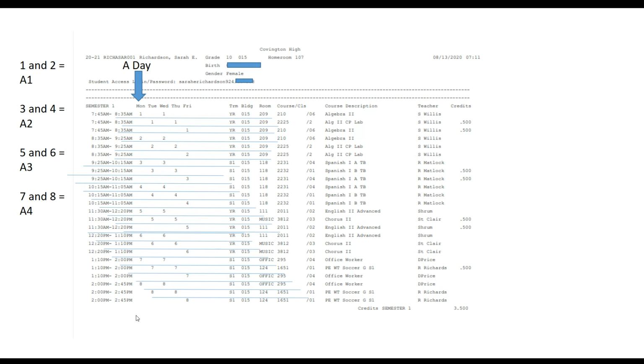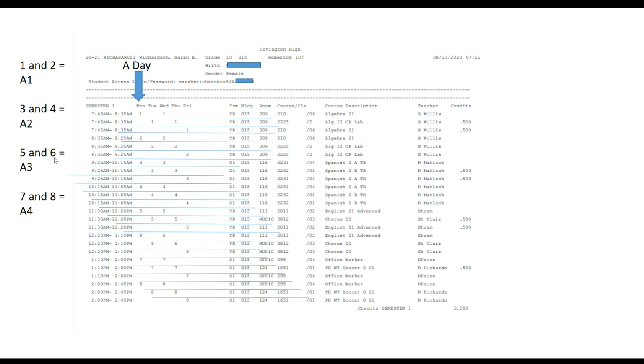This is what we go by as an A day at Covington High School. If it's on a Monday or a Wednesday, we call that an A day. So let's just look at the Monday column. On Monday, your number 1 and your number 2, if you'll notice, they are the same. So 1 and 2, this student here has Algebra 2 with Ms. Willis, both as the 1 and 2. So the 1 and the 2 are considered your A1. The 3 and the 4 are considered your A2. And see, she has the same person. She has Miss Matlock for her 3 and for her 4.